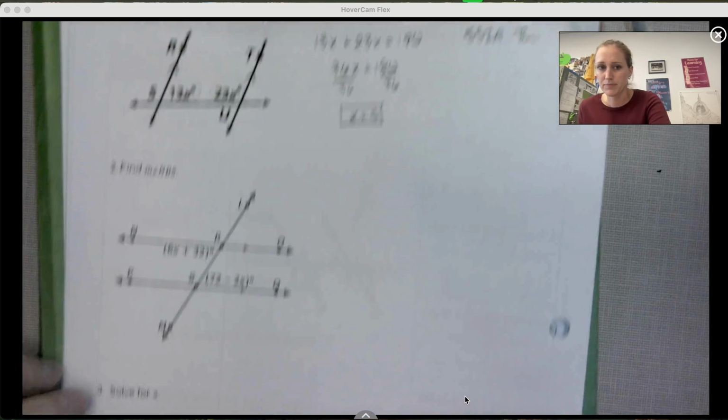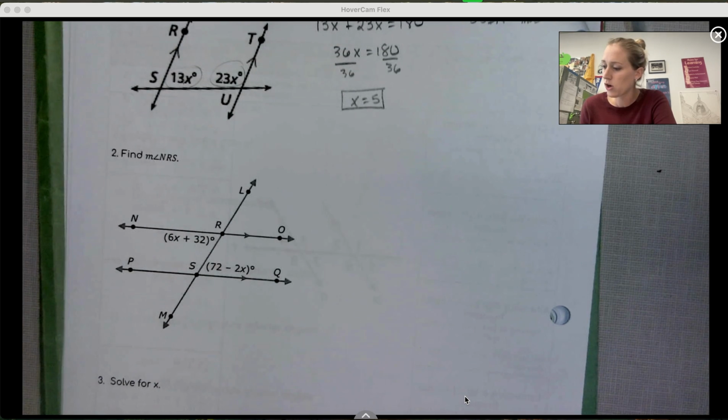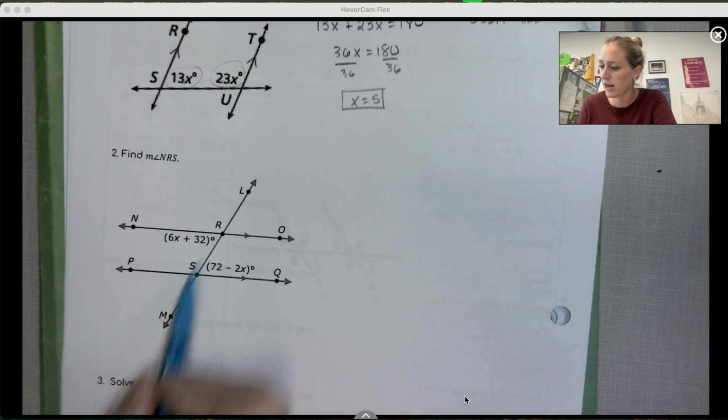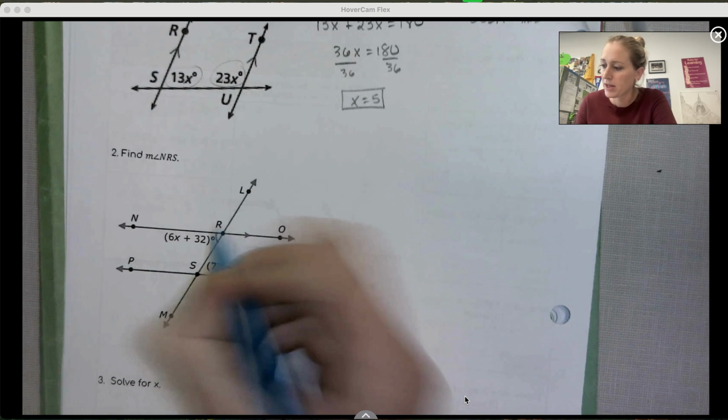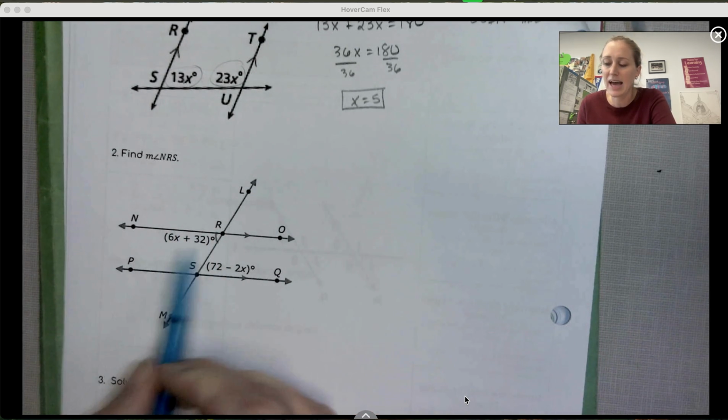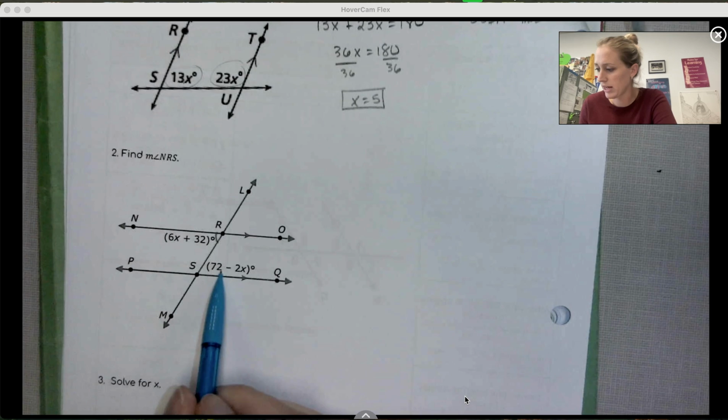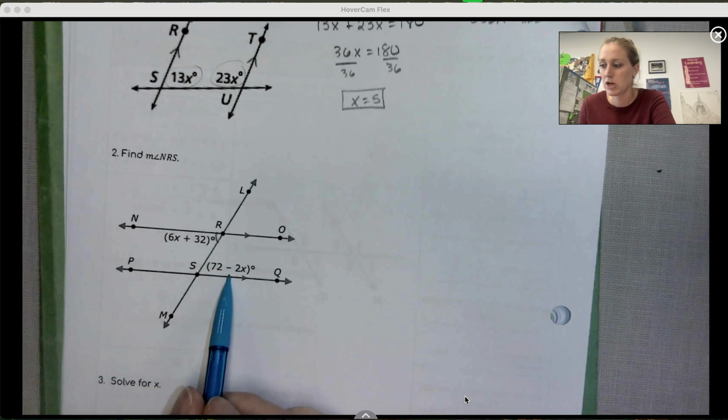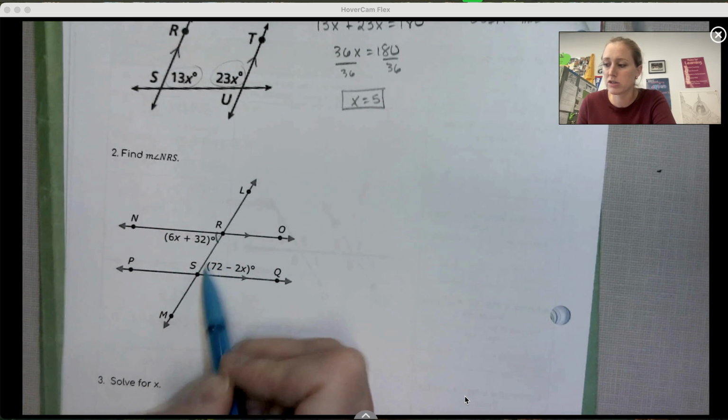All right, next one. Find the measure of angle NRS. So they want me to find this angle right here. So again, we have something involving x dealing with that angle. The other angle I have dealing with an x is this one. So what relationship do these two angles have?